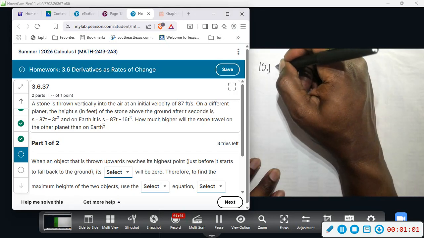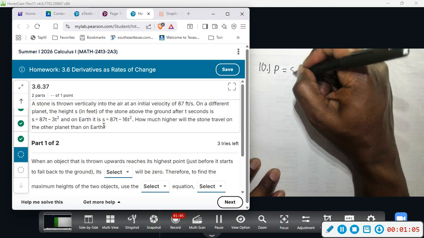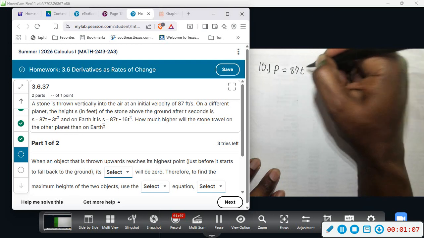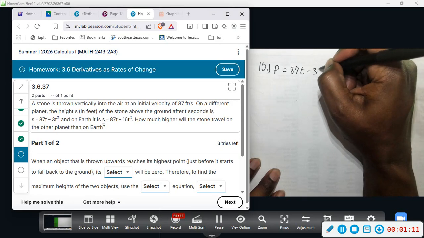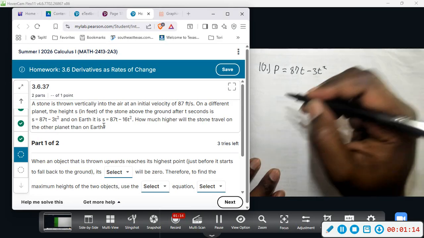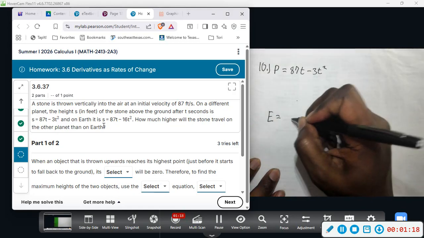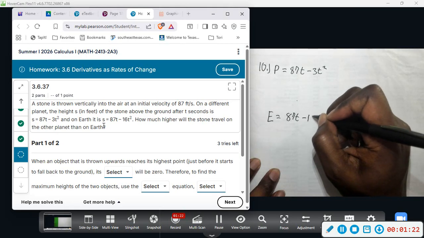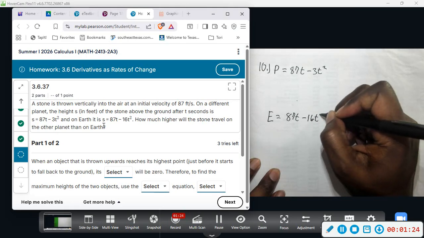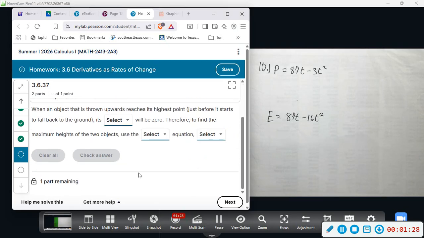All right, so I'm going to say p for the other planet equation, and that is equal to 87t minus 3t squared. And then the Earth equation, I'm going to say e for Earth, and that was 87t minus 16t squared. All right, and it looks like we have two parts we want to fill in.